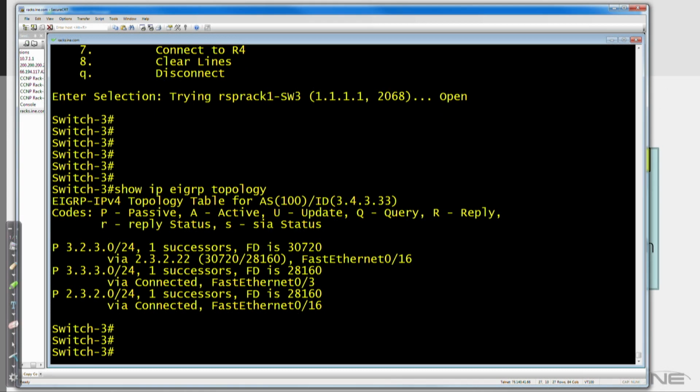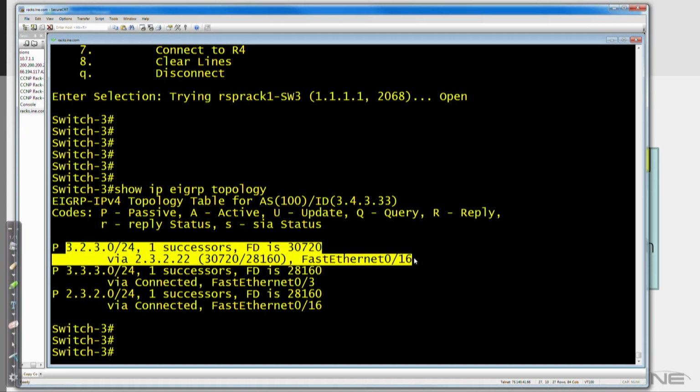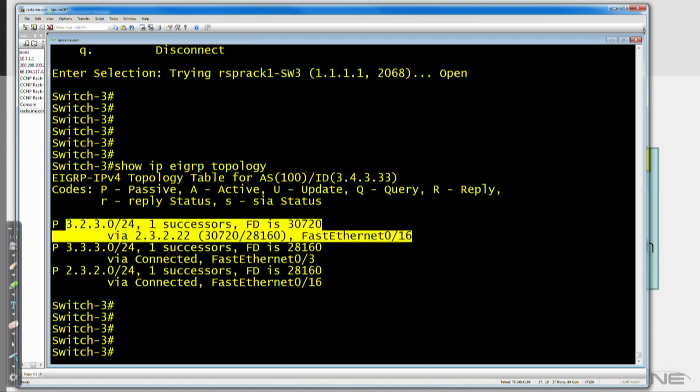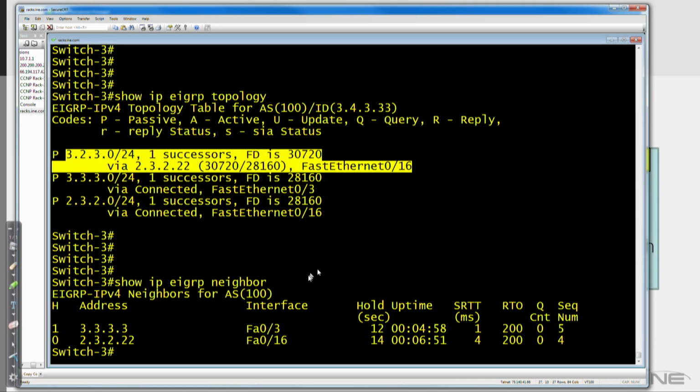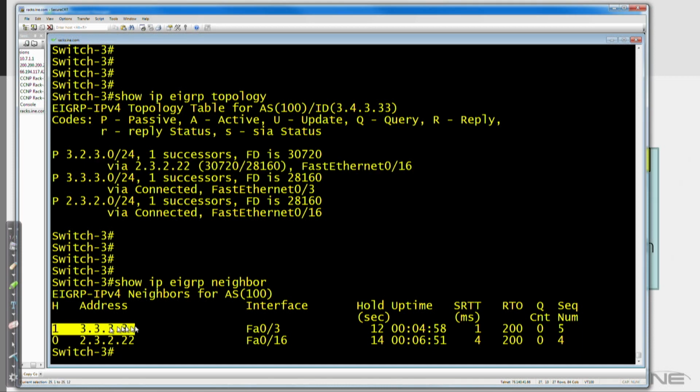Now look at this. 1 successor. Well, what happened to router 3? I mean, he still has that neighbor, right? How do you check to see if I still have that router as a neighbor? Here's another command you want to know. Show IP EIGRP neighbor. And sure enough, here is router 3, and here is switch 2. If he wasn't a neighbor, he would not show up in this output.